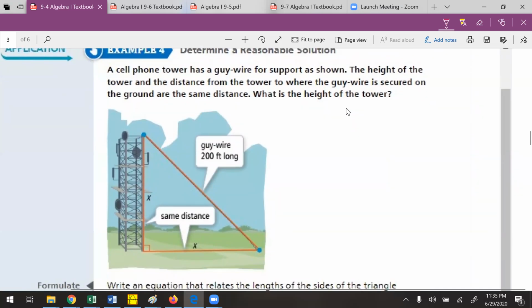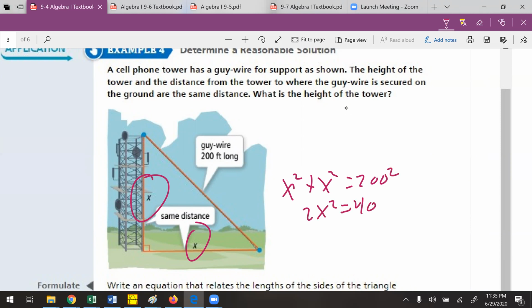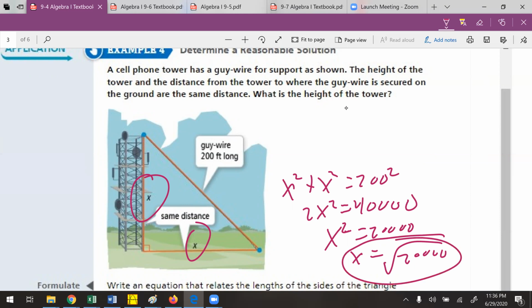Last example here, a cell phone tower has a guide wire for support as shown. This is going to be a squared plus b squared equals c squared. And notice how these are exactly the same. So I can say x squared plus x squared equals 200 squared. 2x squared equals 40,000. 40,000 divided by 2 is 20,000. X squared equals 20,000. And x would equal the square root of 20,000. There you go. We have the answer.